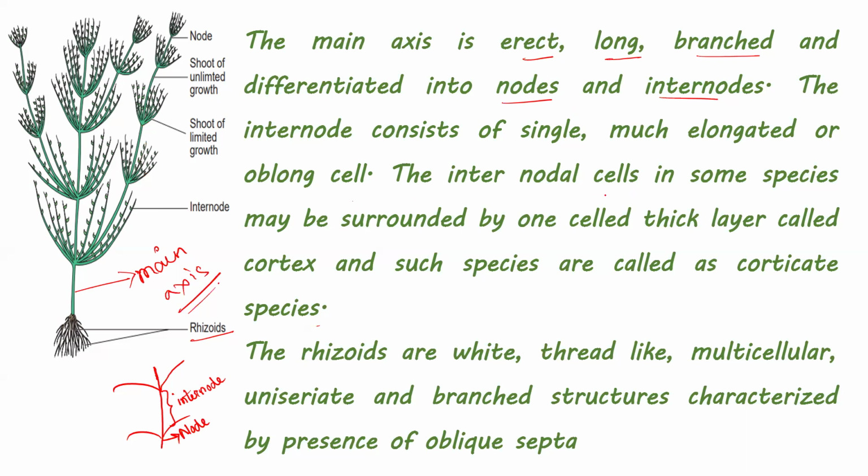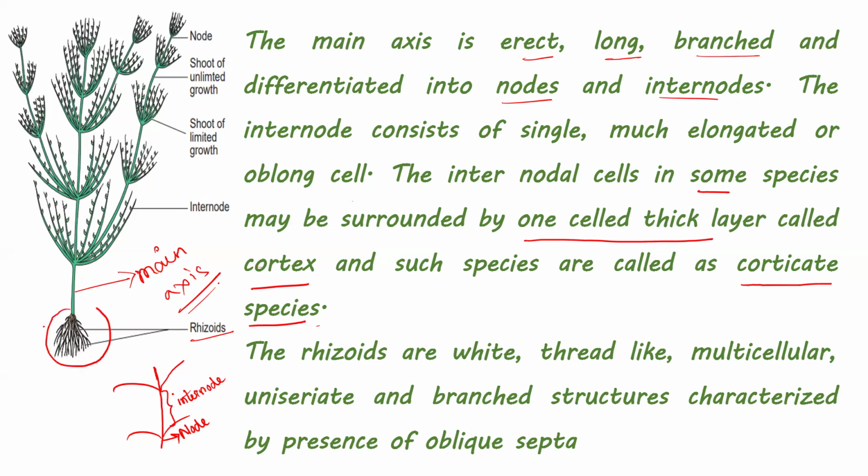The internodal cells in some species may be surrounded by a one cell thick layer called cortex, and such species are called corticated species. So this cortication is not present in all available species, correct? It is in some species, not in all. If that cortex is present, we call it a corticated or corticate species.